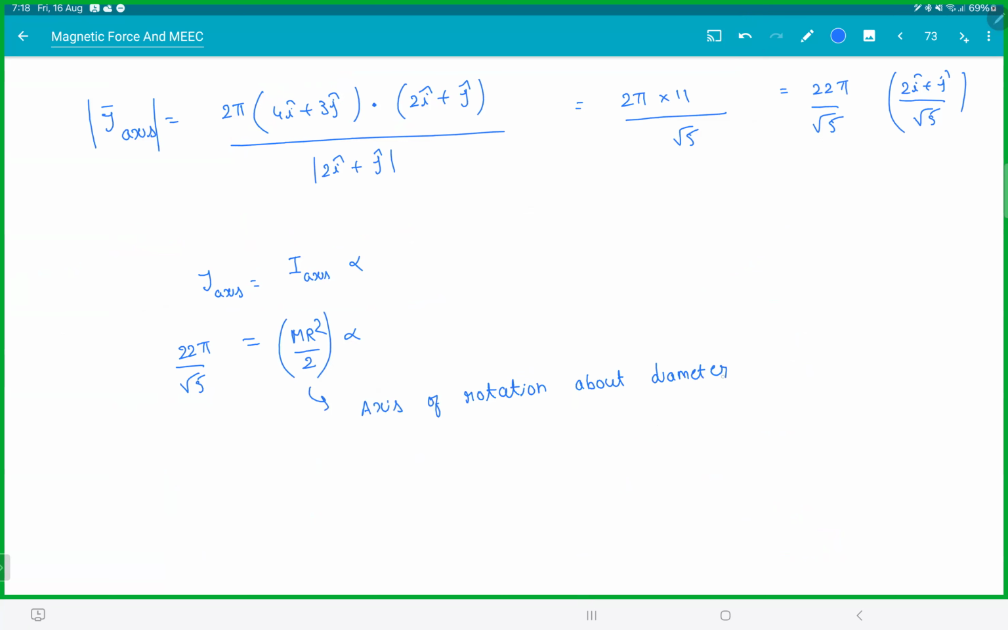How many of you goofed up this part? How many of you thought I is mr square? Or how many of you actually figured out I is mr square by 2? How many figured out? 1, 2, okay. बस हो गया, substitute कर लेना, values आ जाएगा. Check it out. It's a good one.